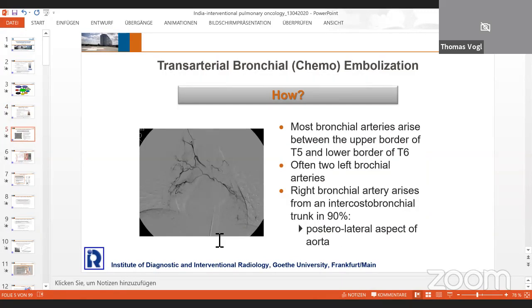The first technique which is used for lung embolizations and chemoembolization might be transarterial bronchial embolization. By this technique, the bronchial arteries are selectively approached with a catheter. Most of these arteries arise between TH5 or 6, what you all well know. Often we have two bronchial arteries on the left side and one on the right side, and the easiest way to find them is the posterolateral aspect of the aorta. A typical example you see here on the left-hand side in the bronchial artery evaluation.